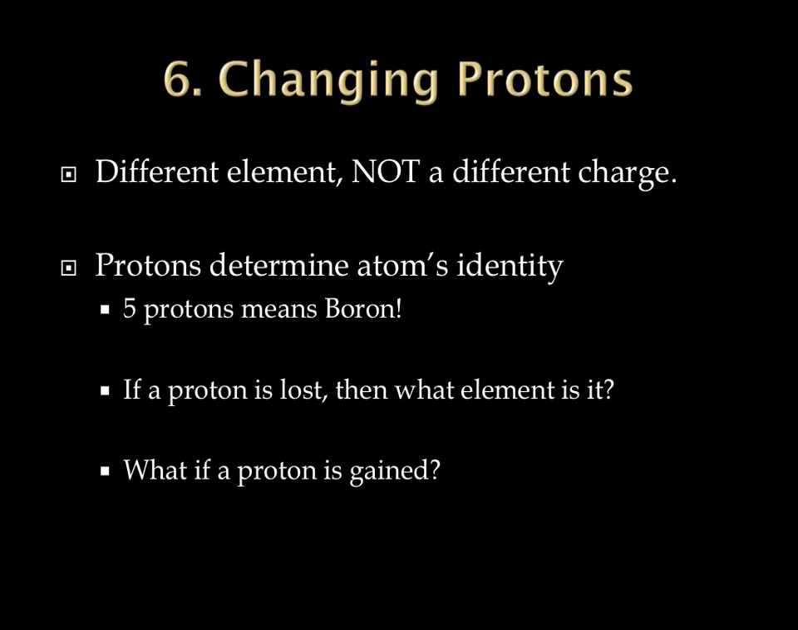All right, so we talked about changing neutrons makes isotopes. Changing electrons makes ions. What happens if protons change? Well, a proton is like the DNA of an element. If you change the protons, you change its identity. Just like with us, if we had different DNA, that would probably change our identity, right? We would be somebody different than who we are.